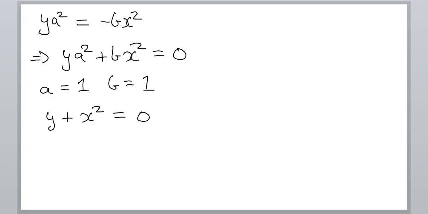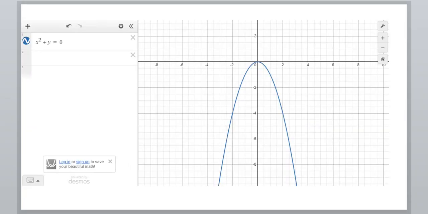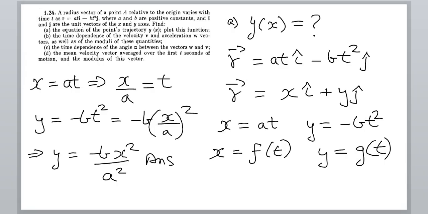x squared plus y is equal to 0. This x squared plus y plus x squared is equal to 0. They're the same things. So if you draw the graph of it, you will get a parabola which is opening in the downward direction. So the A part is solved. Now let's see the B part.